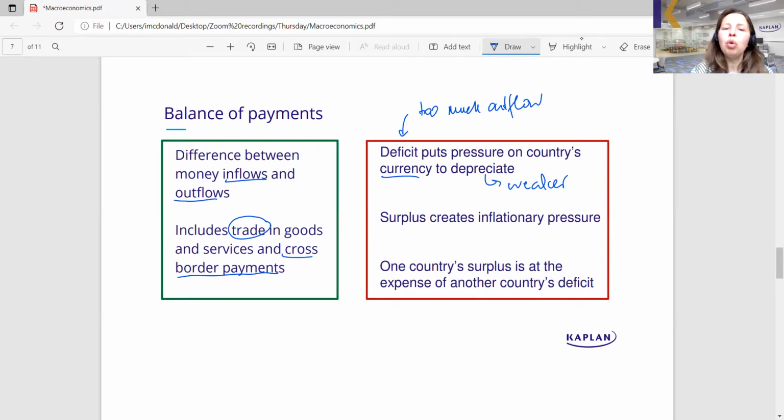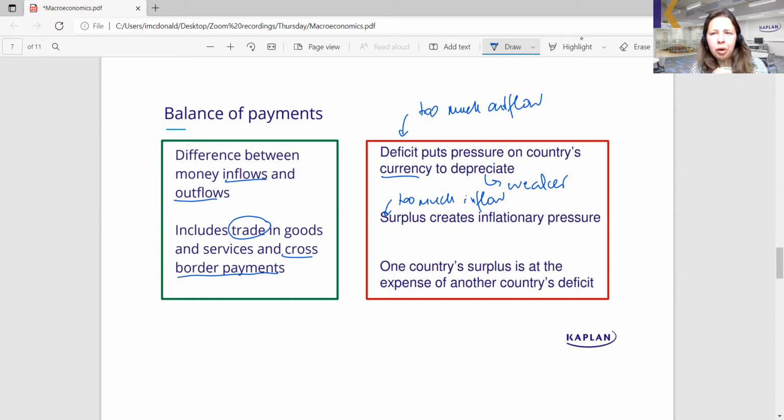But we also don't want a surplus, too much money coming in, so too much inflow, because if everybody wants to invest in the country, if there is a lot of money coming in, that could lead to inflation. Everybody wants to buy goods made in a particular country. The prices of those goods could go up, and that could make them less affordable to the local population.